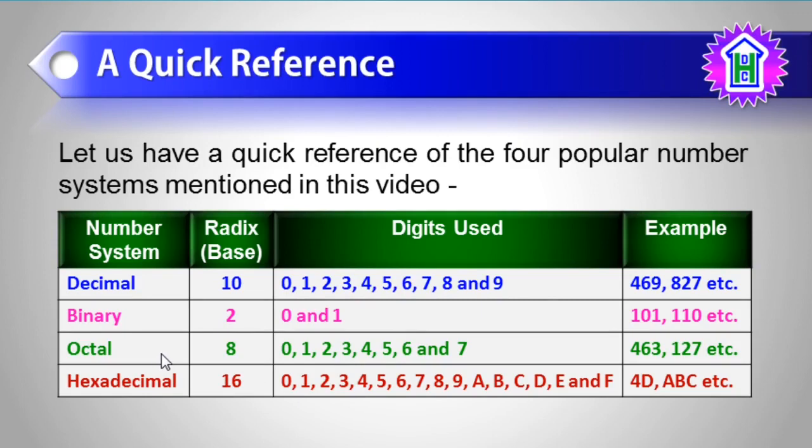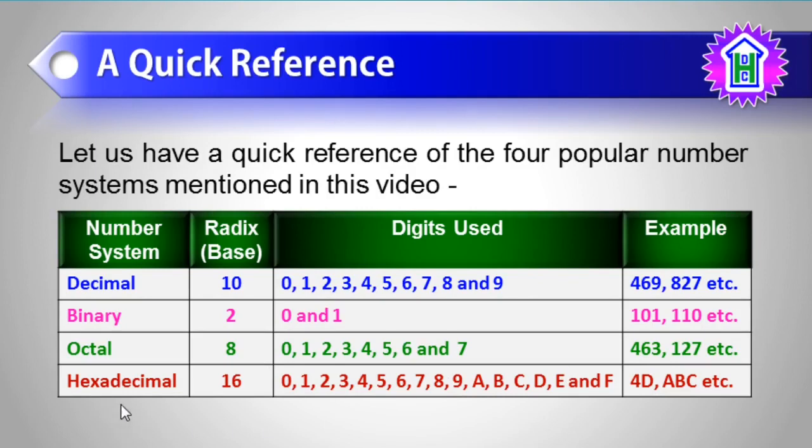Third number system is the octal number system, because the base of the octal system or the radix of the octal system is 8. It supports 7 plus 1, 8 digits. So as we can say, because only 8 digits 0 to 7 are represented in octal, the base of the octal is 8. Now some valid numbers in octal could be 463, 127, etc.